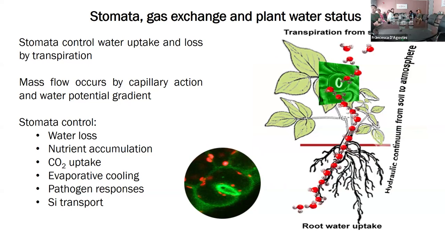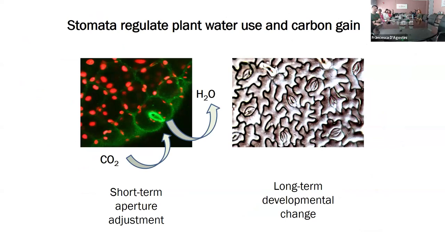So what you have is this water potential gradient that's being pulled up, and therefore stomata control this water loss, as well as so many other aspects of plant life, such as nutrient accumulation, carbon dioxide uptake from the air for driving photosynthesis. I've mentioned evaporative cooling, but also pathogen responses, because these are the portals on the leaf that are like the first port of call, if you like, to microbes. Fungi, bacteria, viruses can enter and do enter through the guard cell port. And of course, they are involved either passively or actively in silicon transport and deposition.